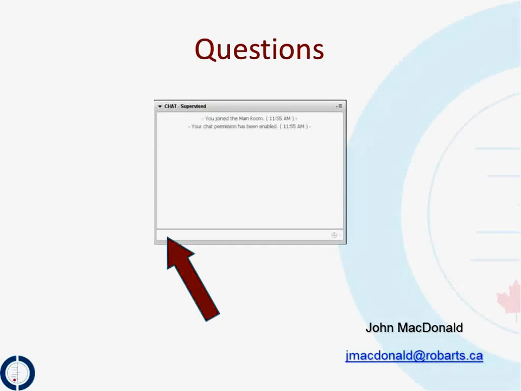Excellent. And are there any more questions for John? Here's one. What is considered a reasonable amount of time to complete a Cochrane review that is registered?